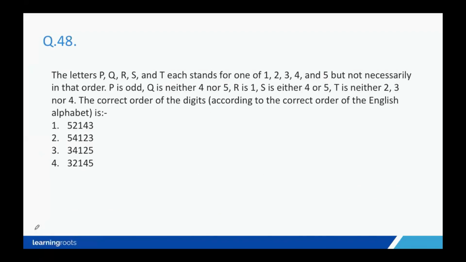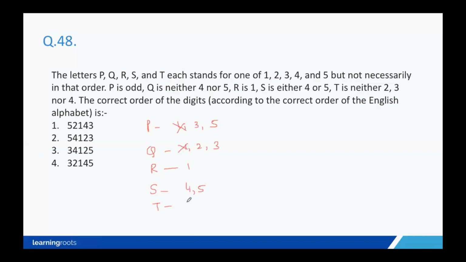Okay, coming to 48, the letters P, Q, R, S, T each stands for one of 1, 2, 3, 4, and 5, but not necessarily in that order. So P is odd, so P can either be 1, 3, or 5. Q is neither 4 nor 5, that means it can be 1, 2, or 3. R is given to be 1, which means P cannot be 1, Q cannot be 1. S is given to be either 4 or 5.